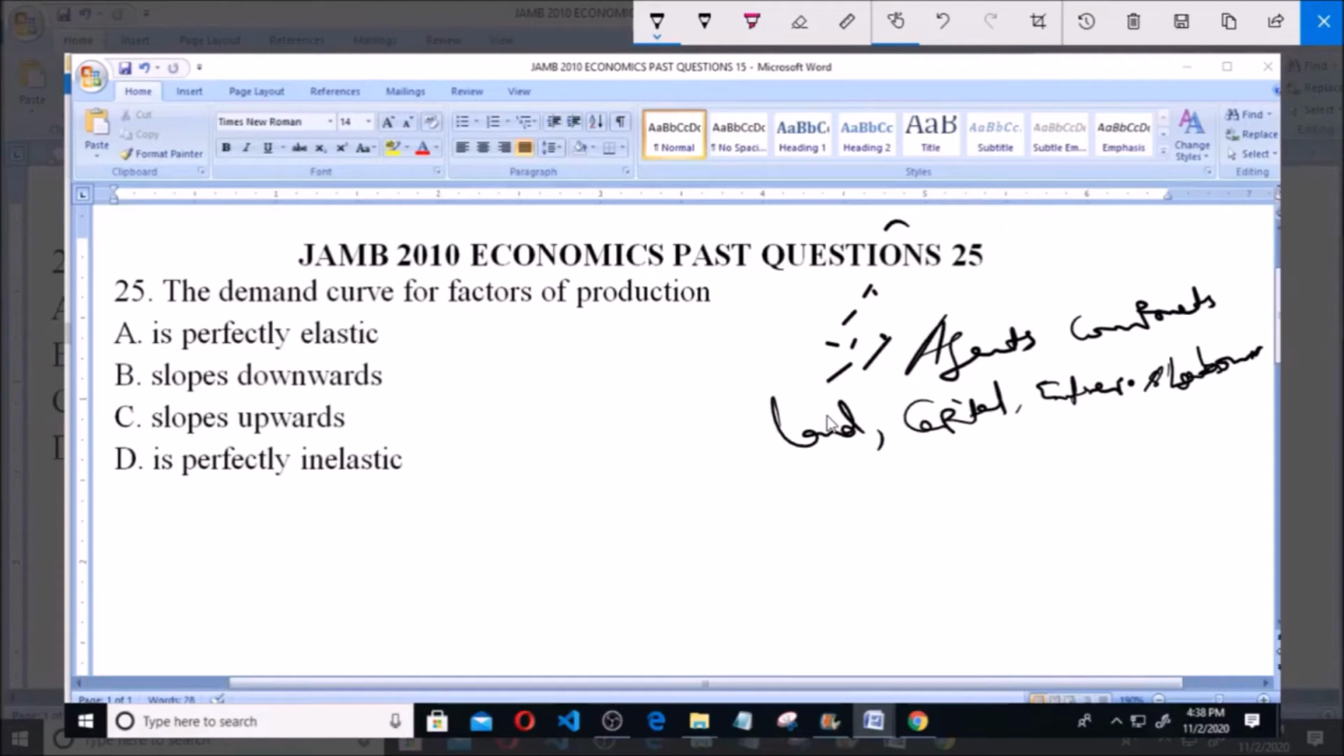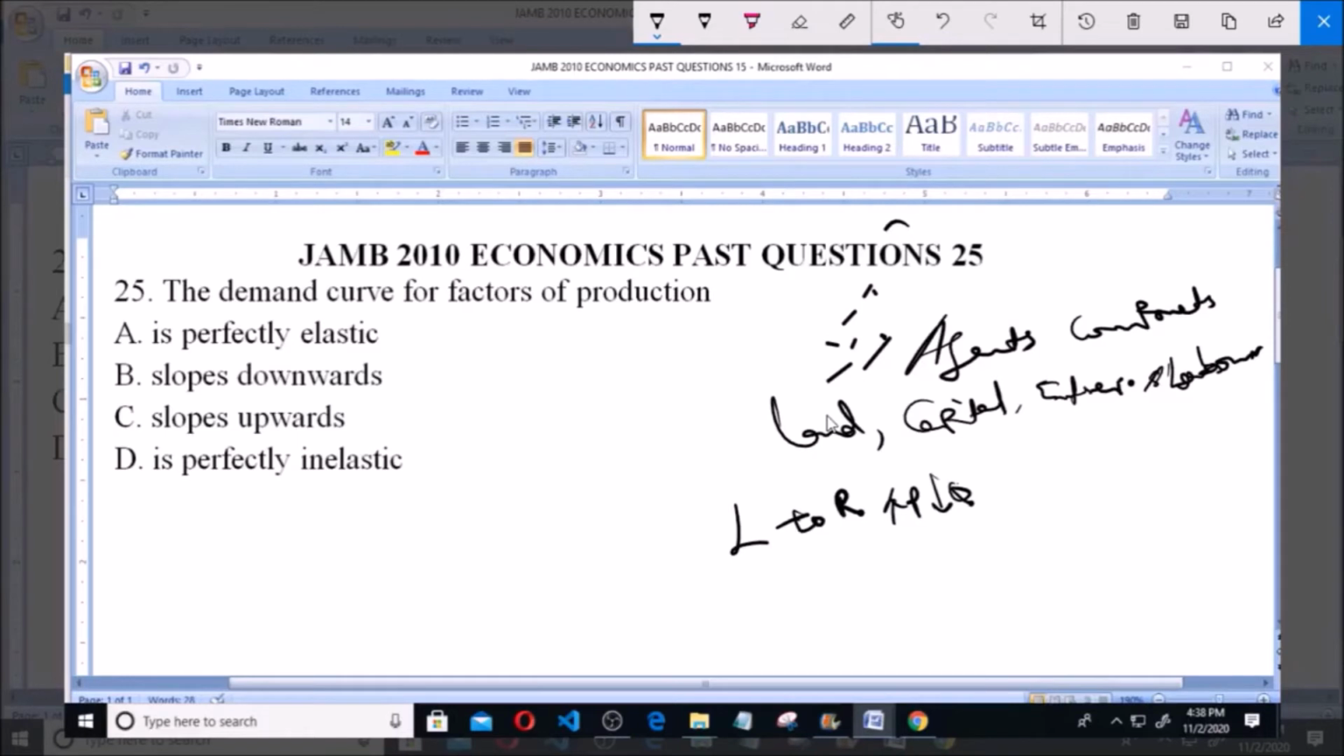As a rule, and in accordance with the law of demand, the demand curve normally slopes downwards from left to right. It slopes downward, which shows that at a higher price, a smaller quantity of the commodity will be demanded, and at a lower price a larger quantity will be demanded. So let's go to our options now.